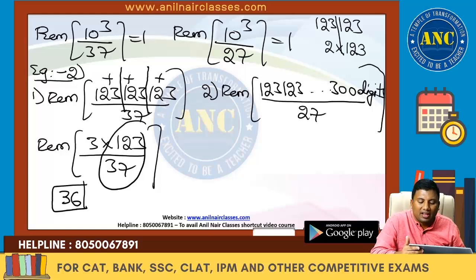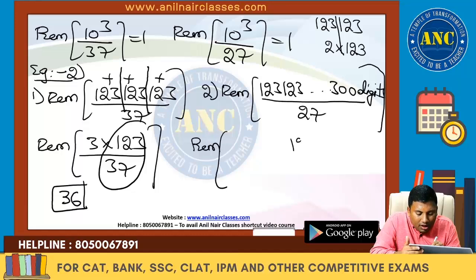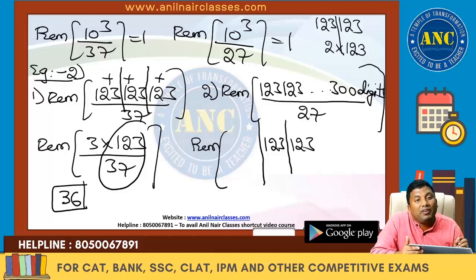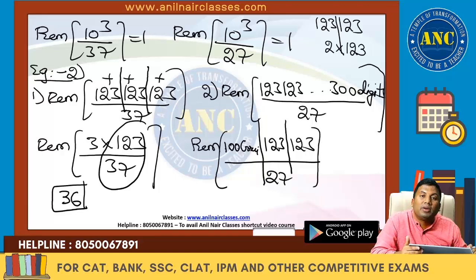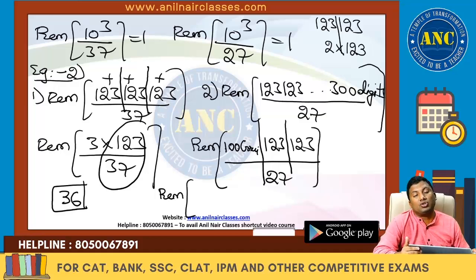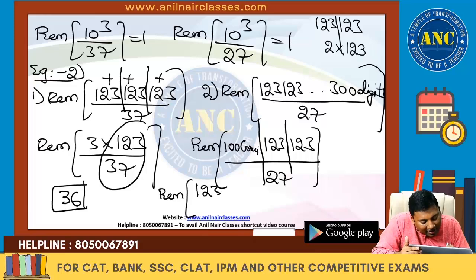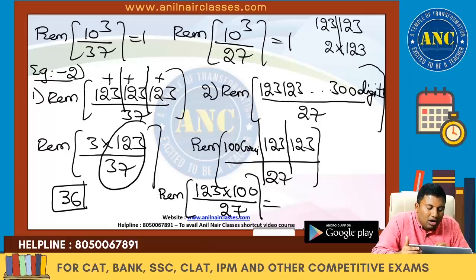Am I right? Here, it is nothing but 300 digits. If I take 123 as one group, another 123 as another group, every group contains how many digits? 3 digits. Like that, how many groups did I get? 100 groups, divided by 27. Are you all with me? So, if 123 is added 2 times, it is 123 into 2. If 123 is added 100 times, it is 123 into 100 divided by 27. Are you all with me?